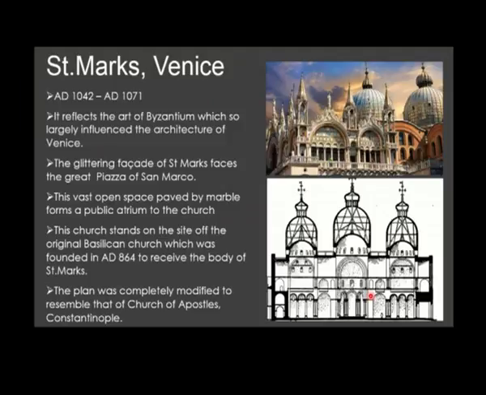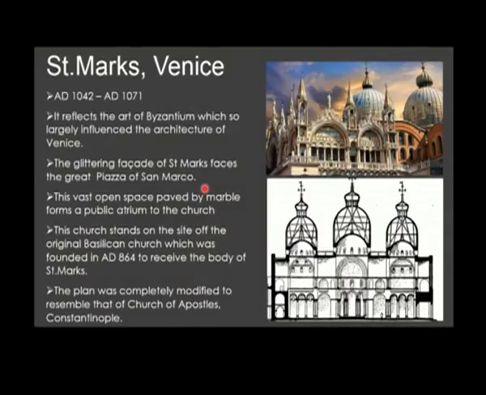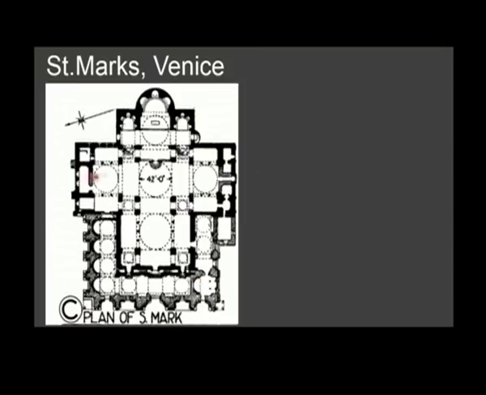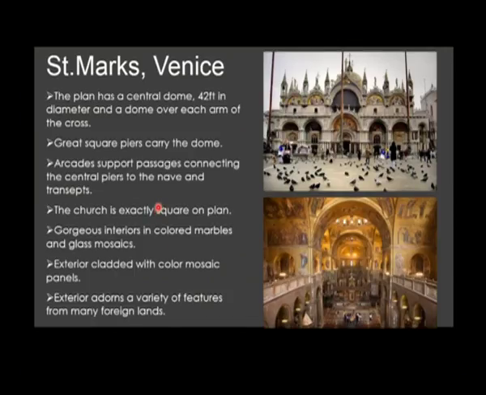This church stands on the site of the original Basilican church with the same name, which was founded to receive the body of St. Mark in AD 864. That church was brought down to make the church which exists right now, and the plan was completely modified, resembling the Church of the Apostles in Constantinople. If you see, the plan is basically a cross, and it has a central dome which is 42 feet in diameter, which you can see here.